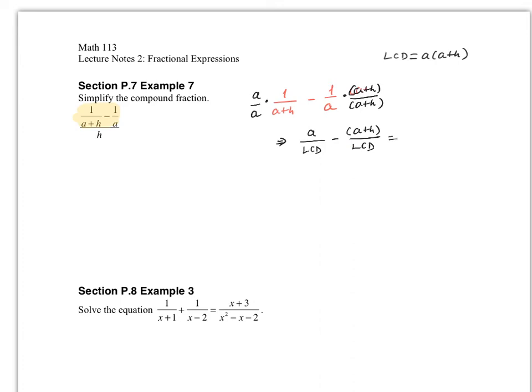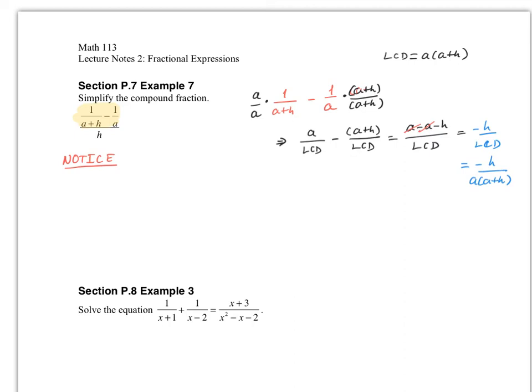So if we distribute the negative number, we have the LCD here, and this will be a minus a minus h. So you can see that this will cancel. So you end up with minus h over the LCD, which is minus h over a times a plus h. Now, before we continue with the problem, notice this, and this is going to be very useful for you, not just in this class, but in calculus later. It's just a fraction trick, but it's very useful.